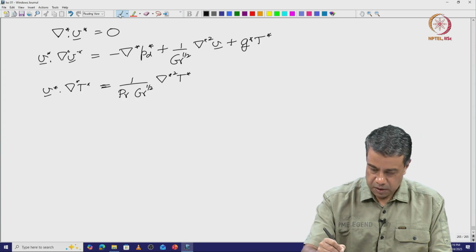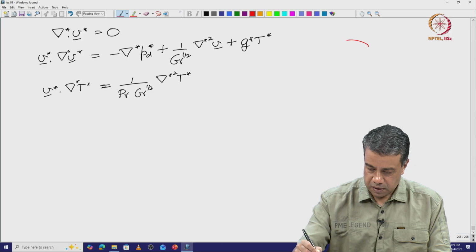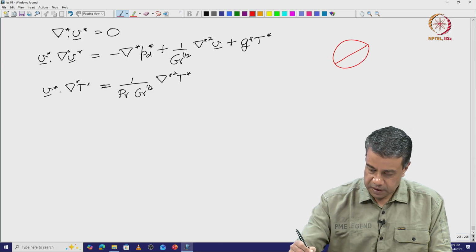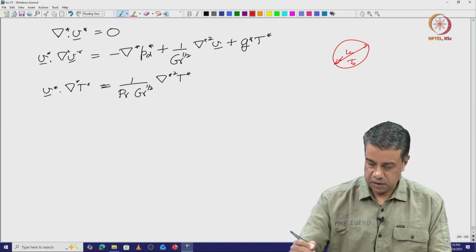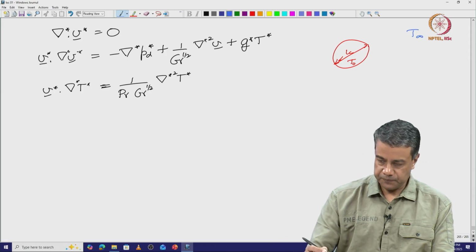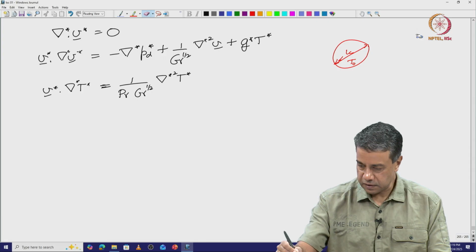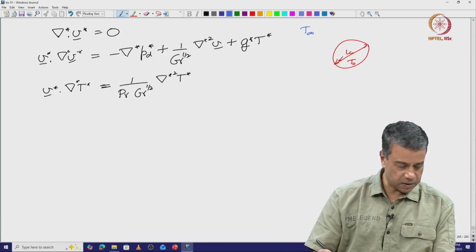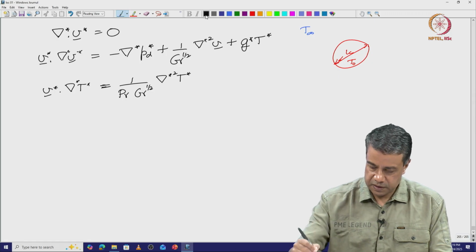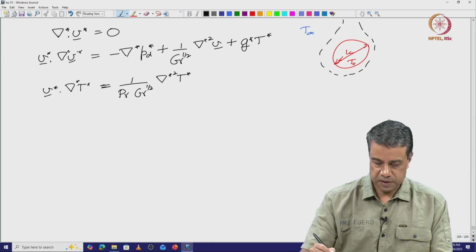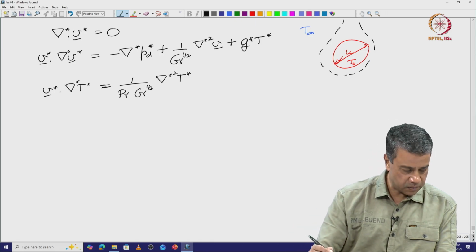So, we have this hot object here in a cold fluid, of characteristic length LC, and T naught is the surface temperature, T infinity is the temperature far away. Let me write T infinity here. And we have this fluid rising up due to the buoyancy.